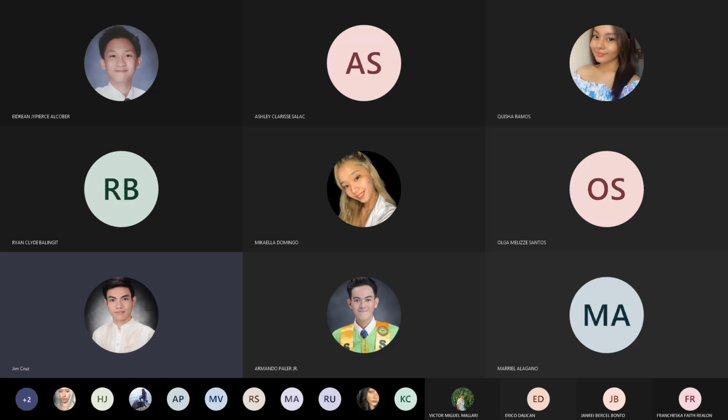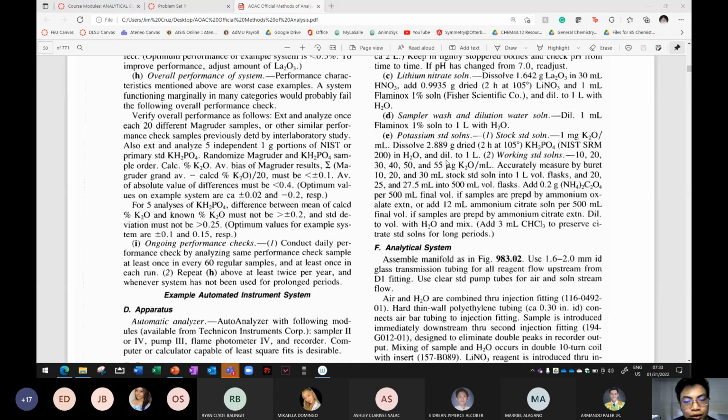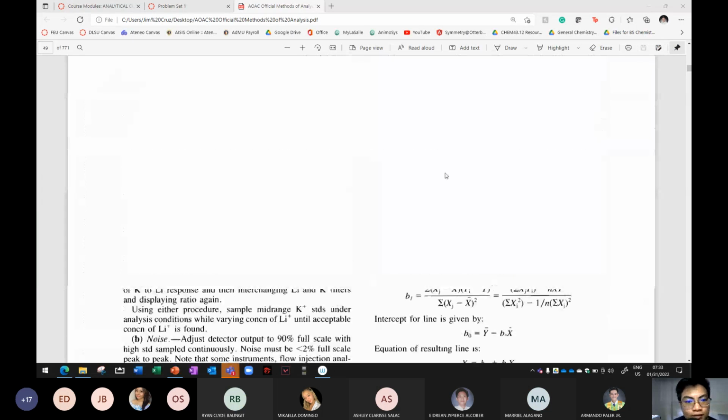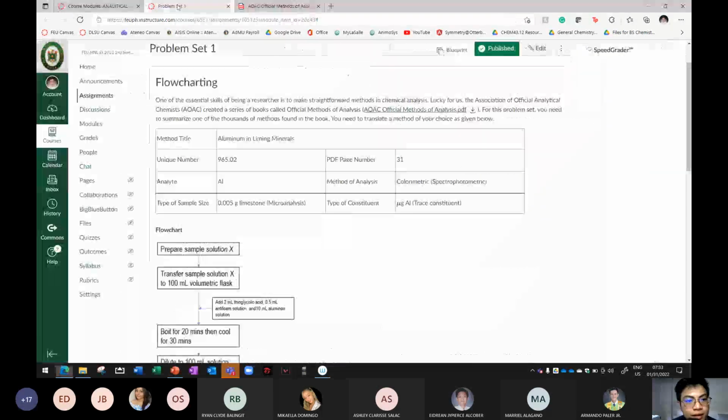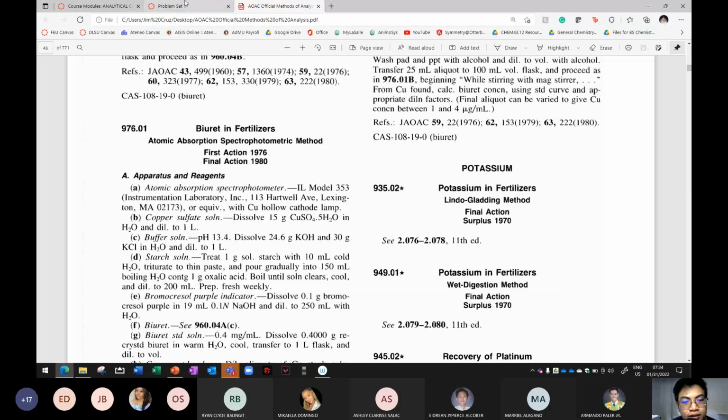So, ayan, you're just going to choose one method, no? Out of the thousands of methods here. And then you just summarize it, okay? So you write the method title, the unique number, which is the number here on the left.